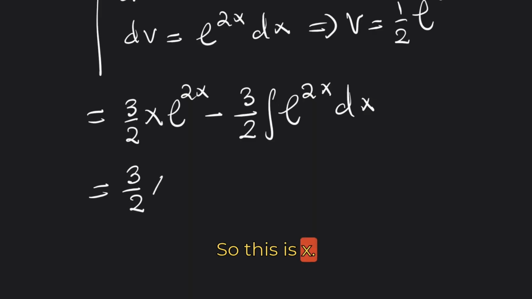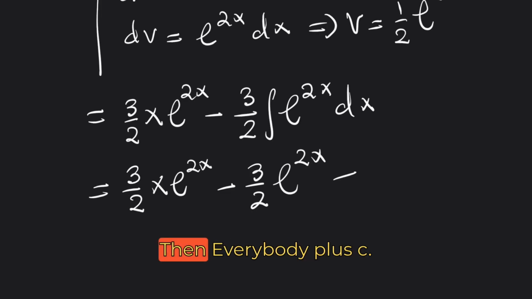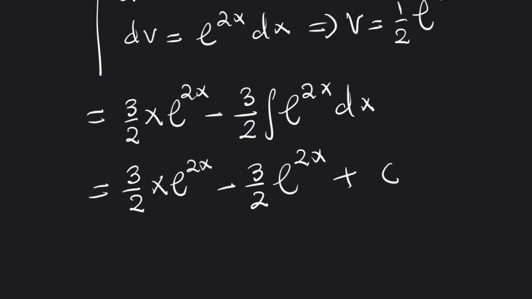So this is x, e to the 2x, then minus, so the integral of e to the 2x is what? Is 1 over 2, right? So this becomes 3 over 2, then e to the 2x, everybody plus c.